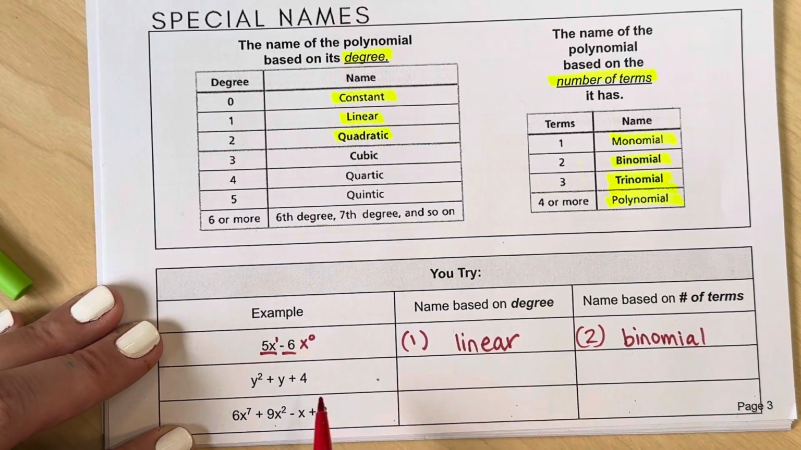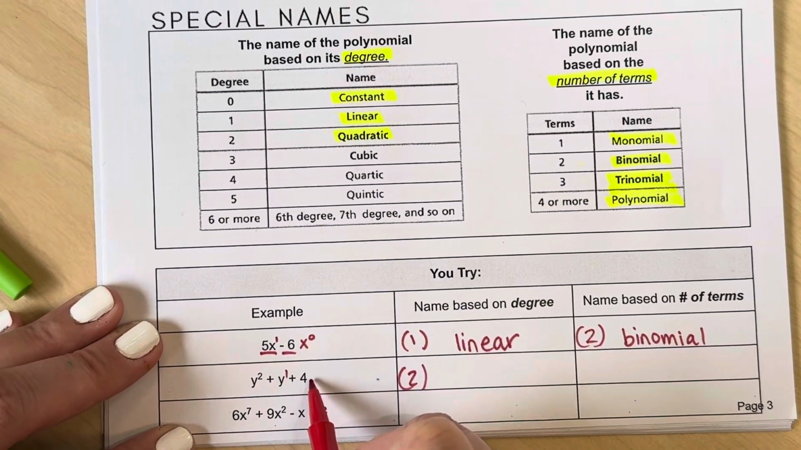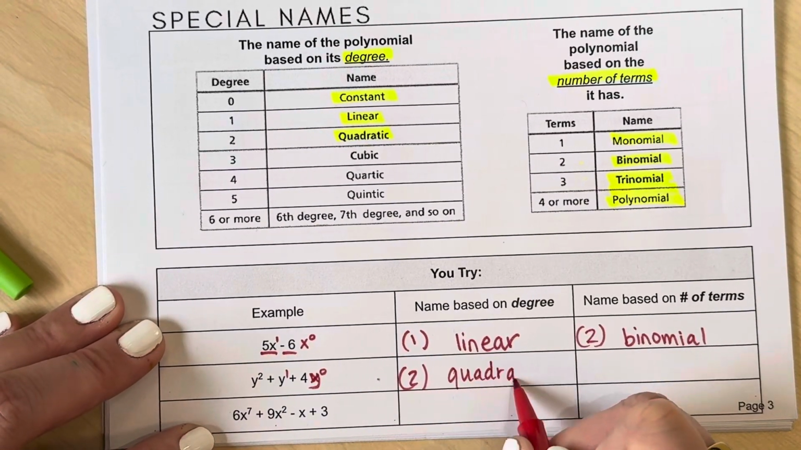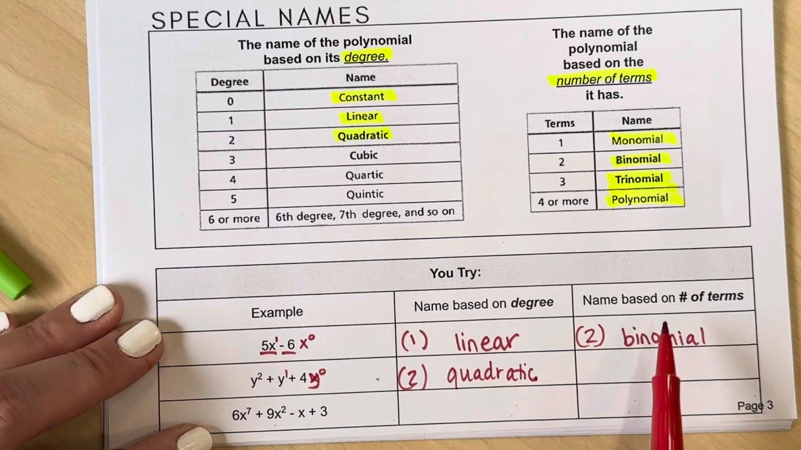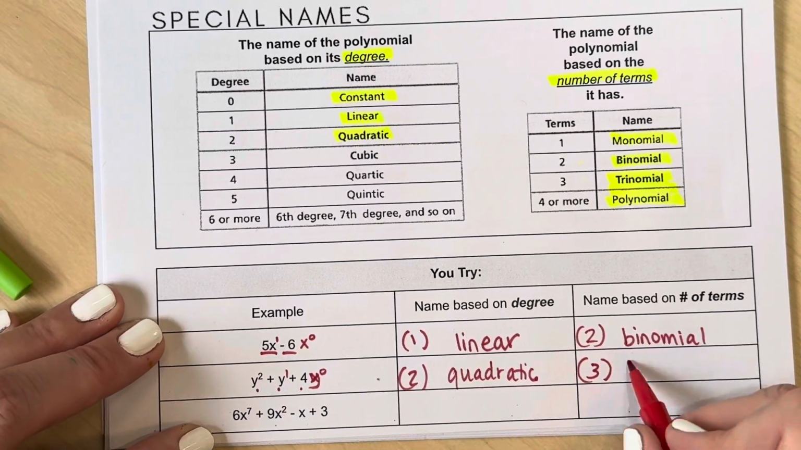Okay. Next, the largest degree here is a 2, because this is 2, 1, and then technically 0. Oh, that should be a y to the 0. And so if it's a 2, that means it's quadratic. And how many terms are there? 1, 2, 3, which means it's a trinomial.